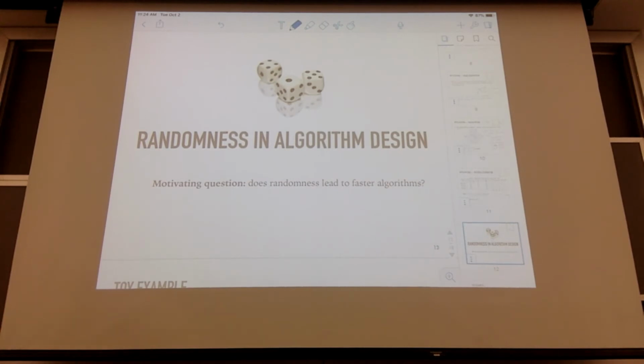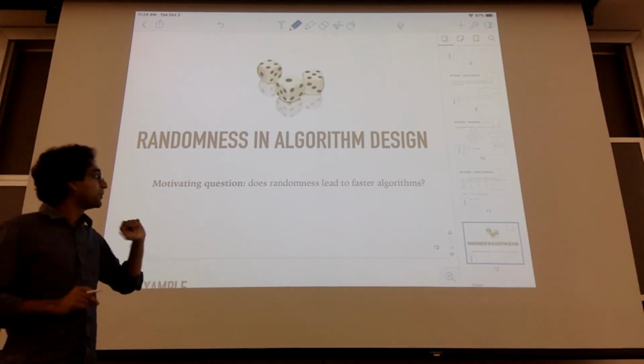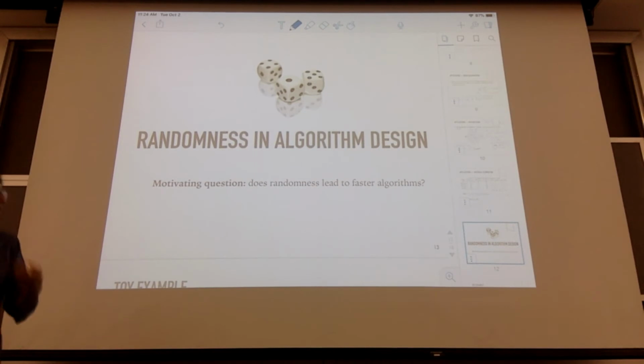This is one aspect of computation that you don't see in very elementary classes, but it's one of the most basic aspects of computation. The motivating question here is, does allowing randomness in designing algorithms lead to faster algorithms? It's a very simple question, and you might expect, why would making some choices randomly help? So let's start with a very toy example.